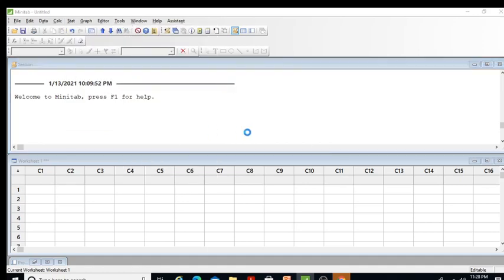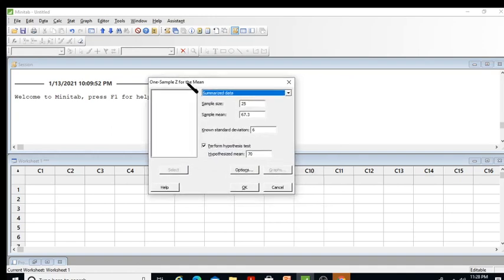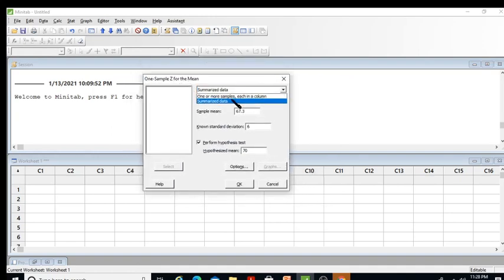So you come up with this. You have two possibilities: one or more samples in columns, or summarized data. For example, this time we have summarized data, so the sample size is 25 and the sample mean is 67.3, and obviously the standard deviation 6 is known, so you need to perform your hypothesis test, and your hypothesized mean, which is actually your null hypothesis, is 70, where the mean value is 70.